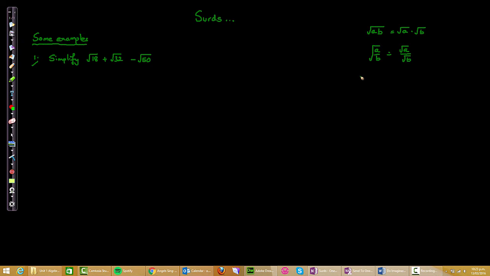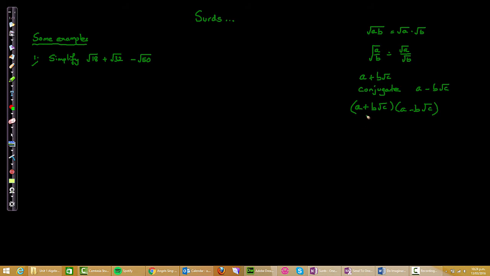And one other one that we're going to be using quite a bit is if we have a plus b root c, then something called its conjugate, there's a new term for you, is known as a minus b root c. Quite often we're going to be simplifying a surd like this by multiplying it with its conjugate.